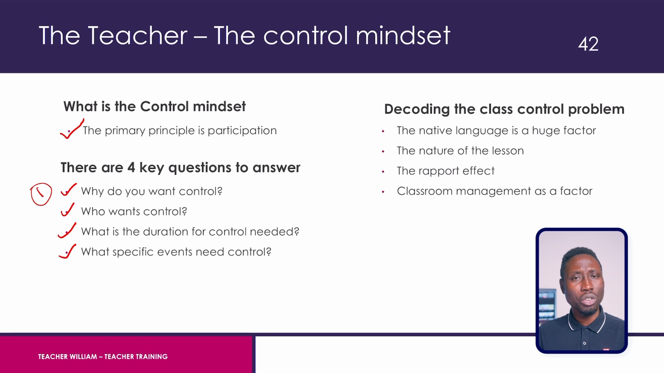What is the duration for control needed? Is it for the entire 40 minutes of the lesson, which might be impossible in most cases? If you remember segmentation, if you segment your time, you can fix your classroom control requirements into the segments. So when it's time for this segment, whoever is playing this game, I require the utmost control from them. If you want control to be over all of the students, that means you need to find a way to make sure the activity actually encompasses all of the students.